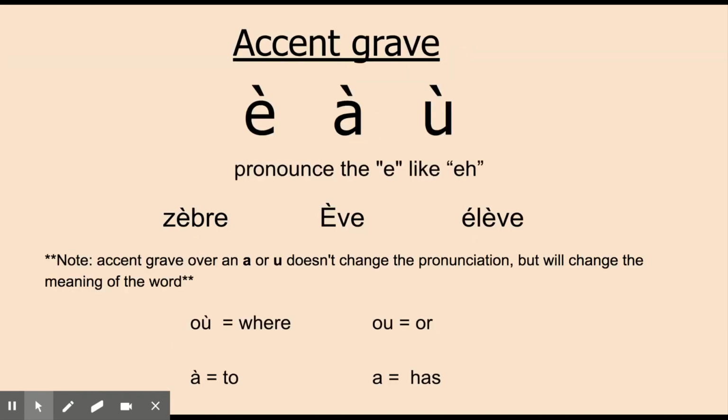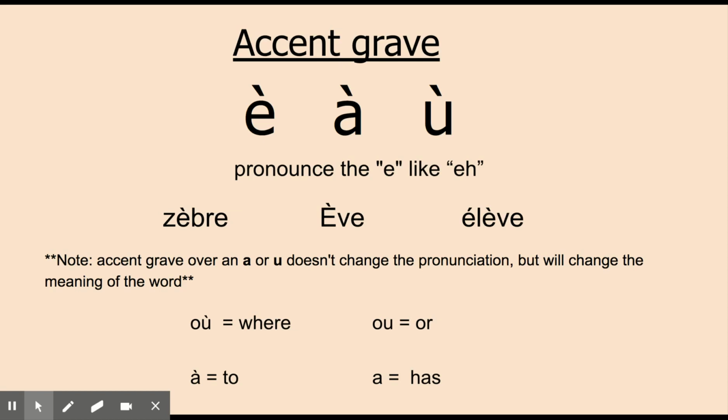The next accent is the accent grave. I always think of this one as a grave. It's going down into the ground like a grave. Accent grave. You will see the accent grave above the E, the A, and the U. When it's above the E, it gives an eh sound like zèbre or the name Ève or élève, élève.